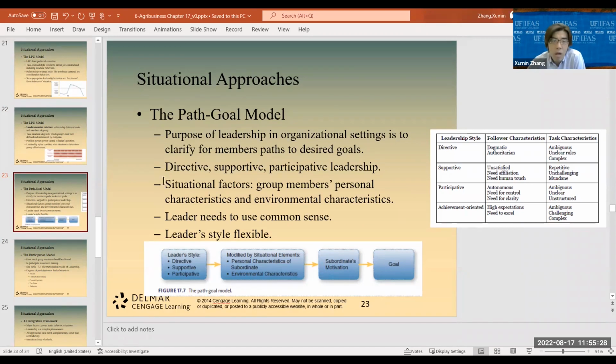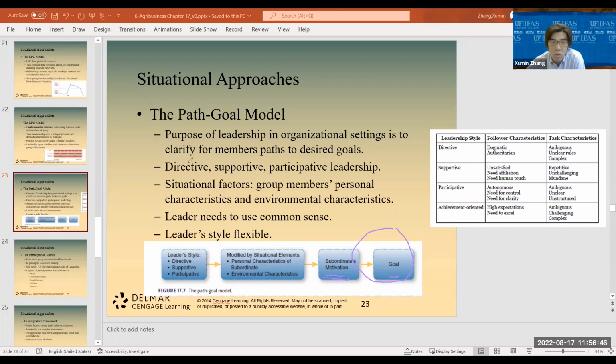The path-goal model is one of the general situational approaches. This leadership is to clarify for employees the path to desired goals. So this is about motivation and then goal achieving. It is a motivation model, but somehow leadership and motivation, you just combine them together. How you motivate your employees by linking behavior with their goals, linking the path with their goals. More accurately, it is the path and goal.